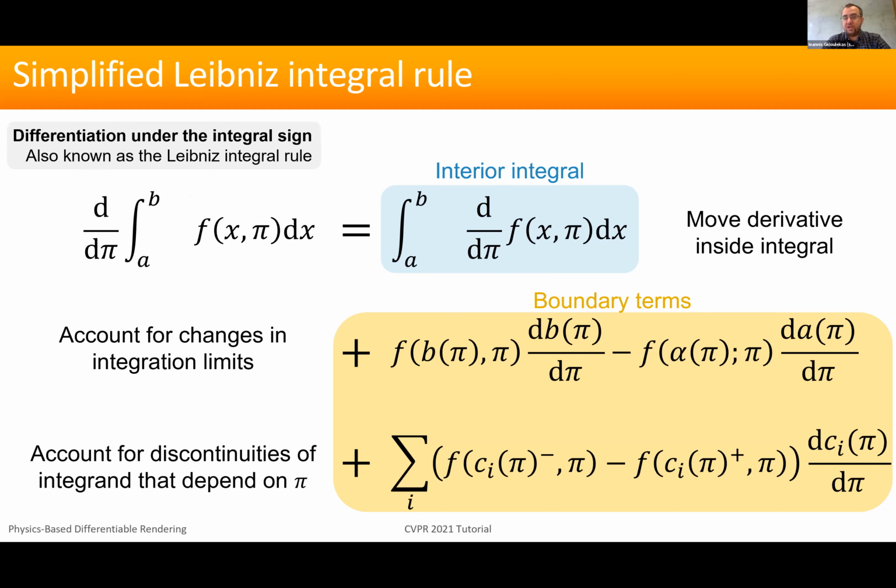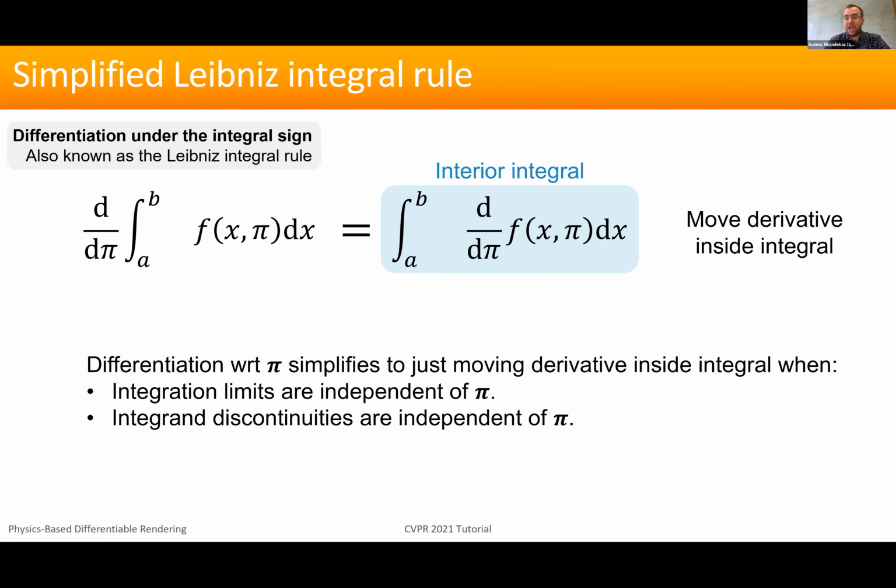Before we move on to direct illumination, first I want to mention that the Leibniz rule can be simplified to just moving the derivative inside the integral when the parameter pi we're differentiating with respect to is such that the integration limits and the discontinuities of the integrand are independent of the parameter pi. Under these conditions, the Leibniz rule becomes a lot simpler and is simply moving the derivative inside the integral. If these two conditions do not hold, then we need to take into account the full Leibniz rule and account for the two boundary terms I mentioned earlier.